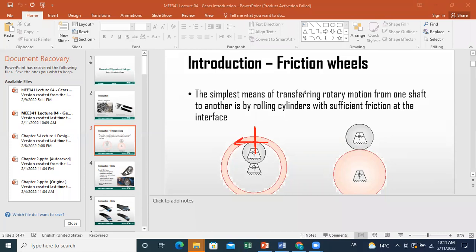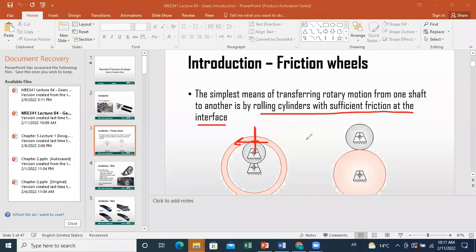The first one is to have rolling cylinders, but with sufficient friction at the interface, because the friction at the interface will create this tangential force, which will lead to a rotation of your parts. If you have cylinders without friction between them, then they cannot transmit any tangential force from one to the other, and then you cannot consider that your system will work as you like. So one of possible transfer of rotary motion will be to use rolling cylinders, but the condition is to have enough friction at the interface between these cylinders.